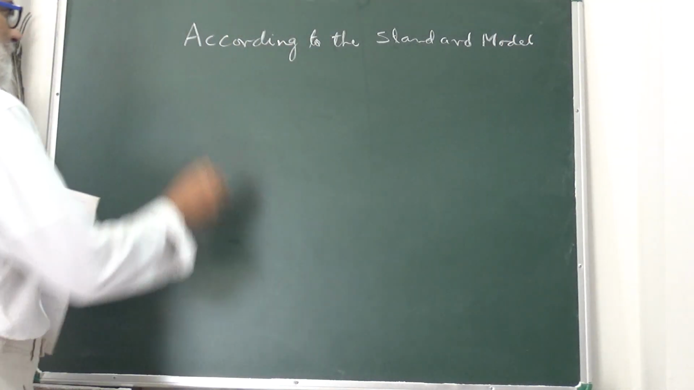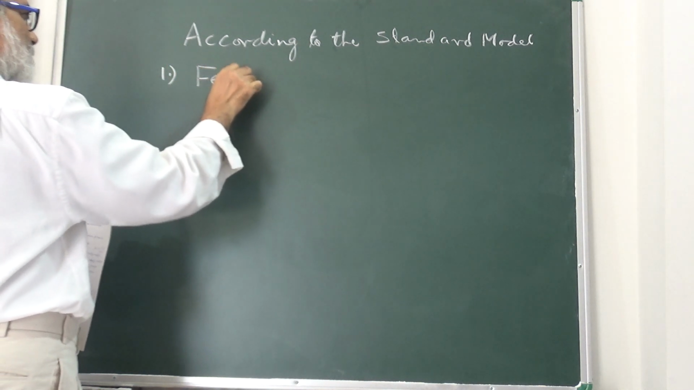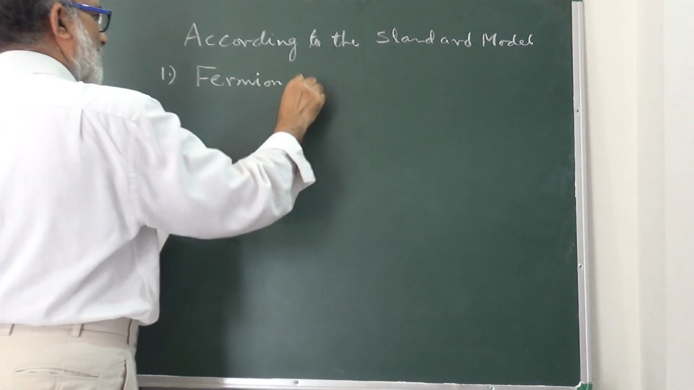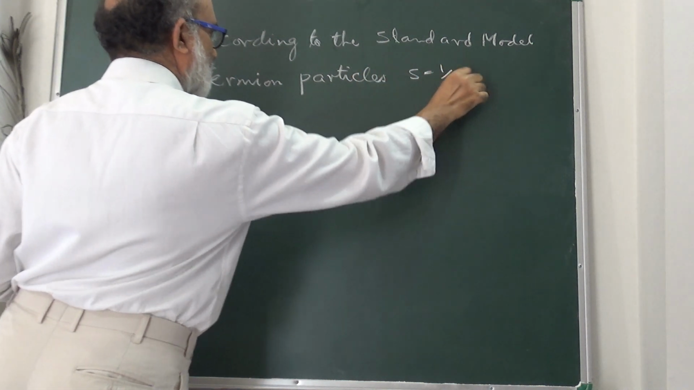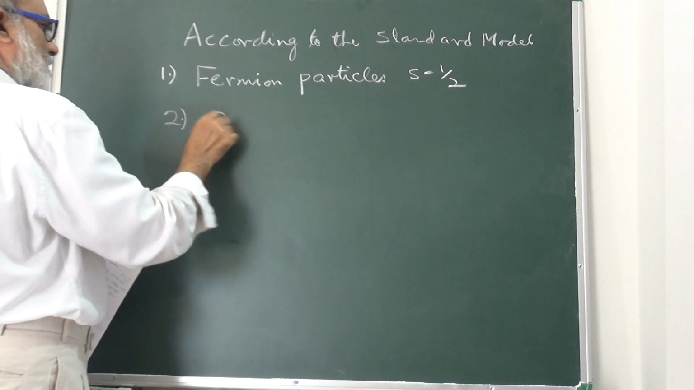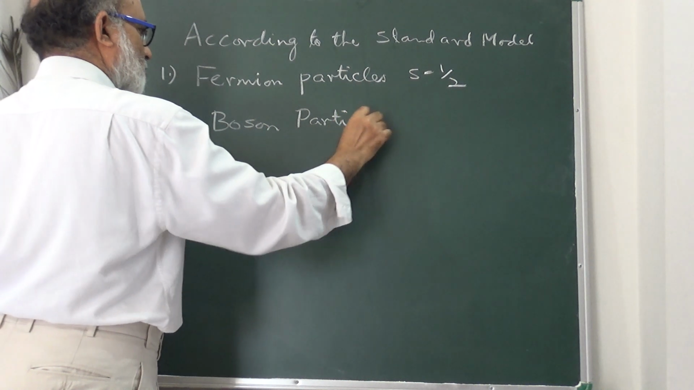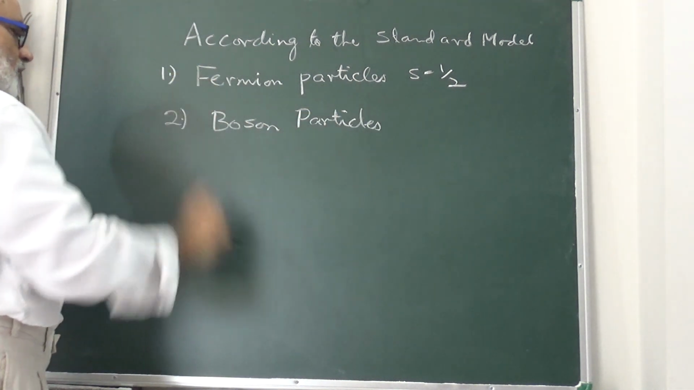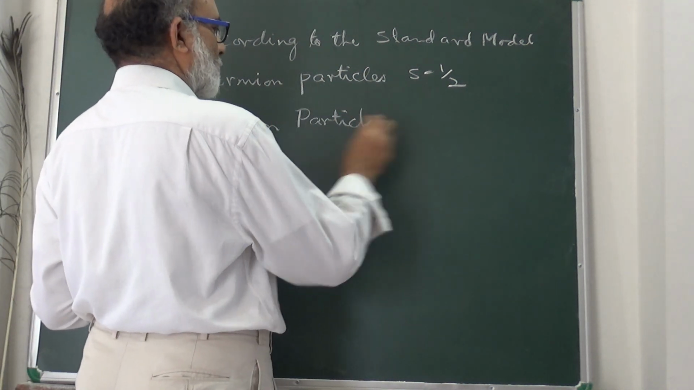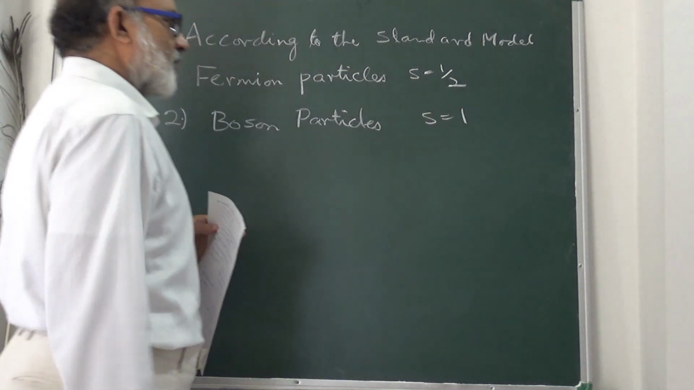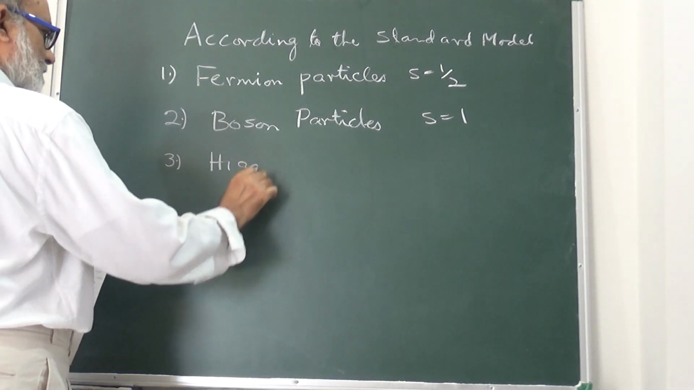We have three types of particles. Particles of spin half are called fermion particles, fermions having spin half. Boson particles: those that follow Bose-Einstein statistics are called bosons, and those that follow Fermi-Dirac statistics are called fermions. Boson particles have spin 1, and the last is the Higgs particle with spin 0.